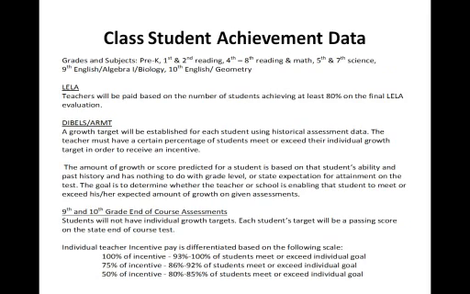For class student achievement data, again, this is for those teachers who can be tied to individual class data, meaning they teach subjects that are currently tested. And this year we actually have some additional ones due to the end-of-course assessments added by the state. So the grades and subjects that would use class student achievement data are pre-K, 1st and 2nd grade reading, 4th through 8th grade reading and math, 5th and 7th grade science, 9th grade English, Algebra 1 and biology, and 10th grade English and geometry.